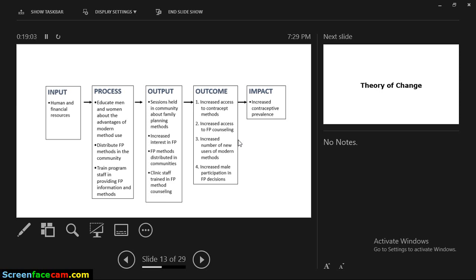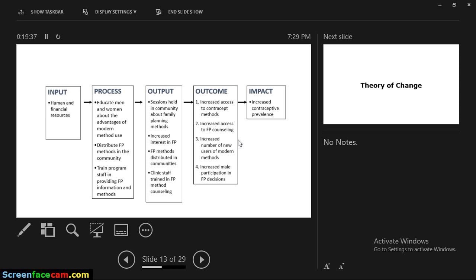Okay. Yes, because in the output, we have increased interest in family planning. Yes, so I have provided information about contraceptives. Exactly. But it would be up to the people that are educated to come and access it, right? Yes, exactly, which can happen in the long run after providing. Okay, she's put it in that context.